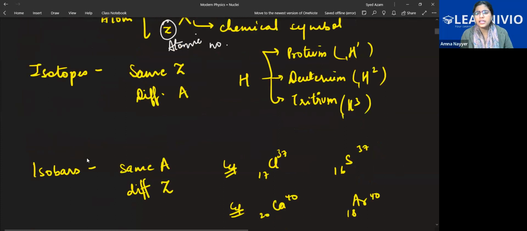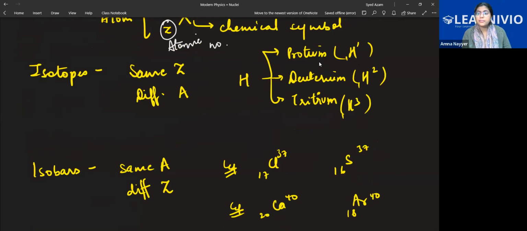Now, a few structures are there which you studied in your chemistry already, like isotopes. You know what isotopes are? They have the same atomic number, but different mass number. Mass numbers are different, like hydrogen. See, 1 is the atomic number for each, but the mass numbers are different: 1, 2, 3, protium, deuterium, tritium, all these are isotopes of hydrogen.